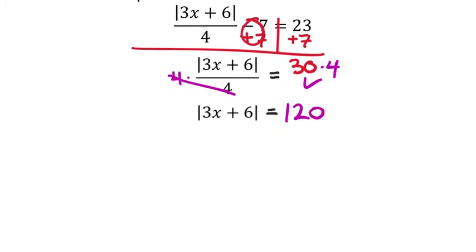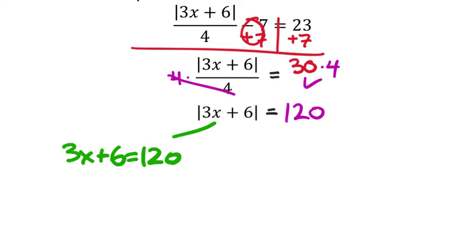Now that I've gotten this far, I'm ready to break this up into the two equations. Because if I can get that 3x plus 6 to equal 120, then it'd be a true statement. If I can get that 3x plus 6 to equal negative 120, it'd still be true.